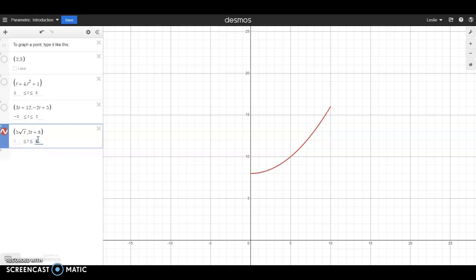Let's try changing it to 8. Let's try changing this side to negative 5. Let's try changing this side to negative 10. Why isn't it changing? Well, because t is inside a square root. T can't vary from negative 10 because I can't take the square root of a negative number. It doesn't matter what I put down here, it's never going to be any smaller than 0.